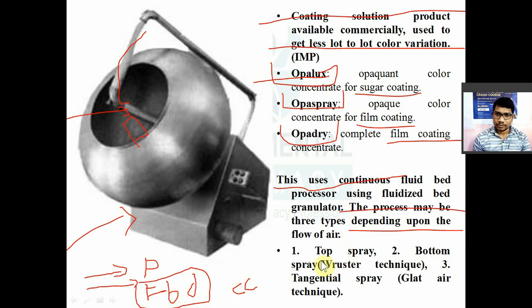So top spray. Then bottom spray. You can see from the bottom it is being sprayed. Third one is a tangential spray. So top spray and bottom spray are known as a roster technique, and tangential spray is known as a glatt air technique.